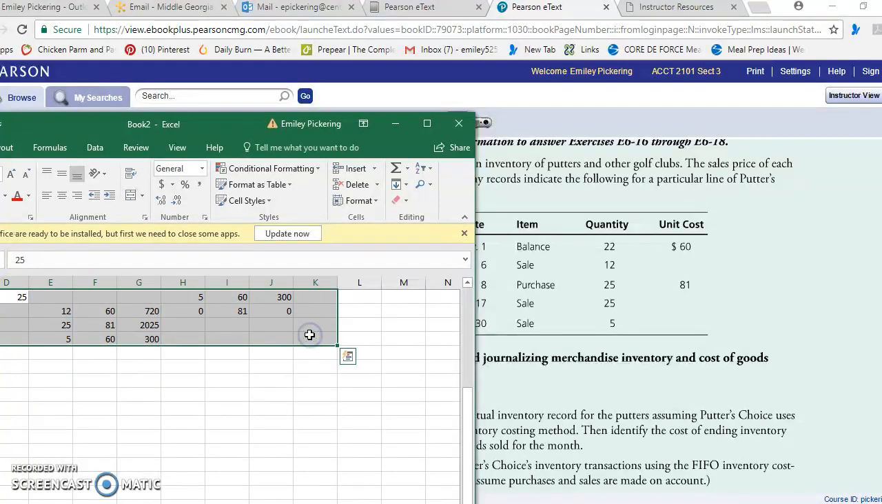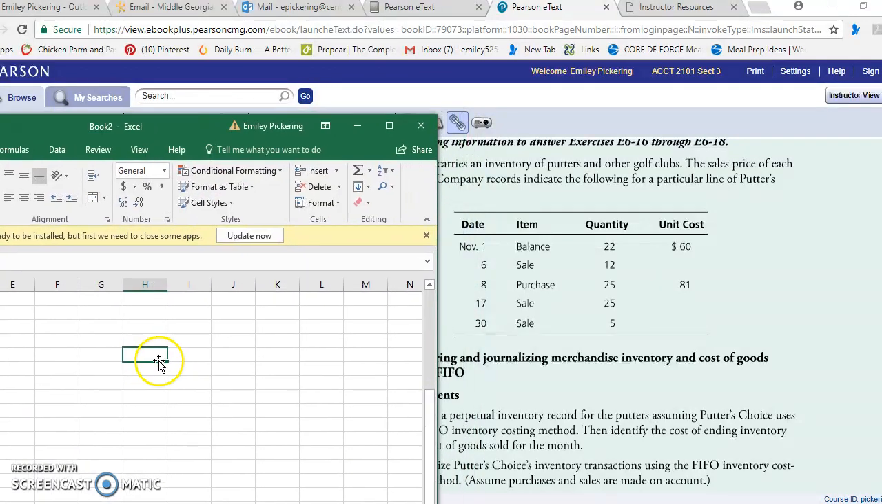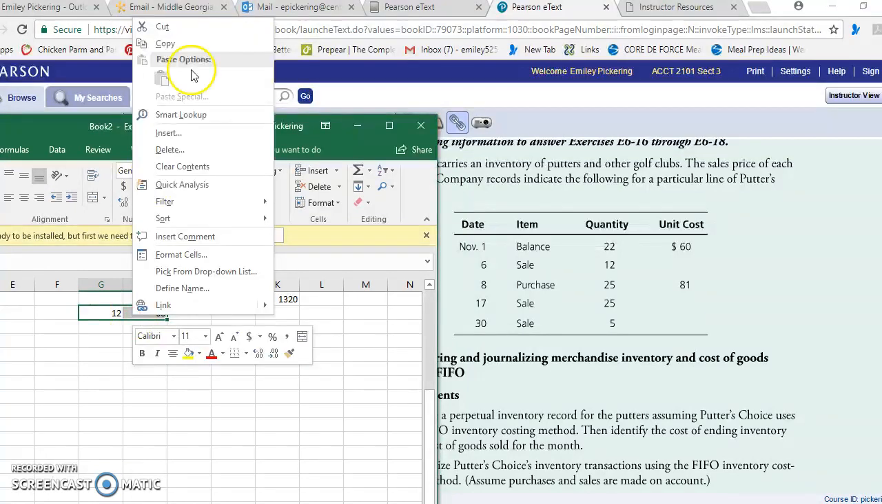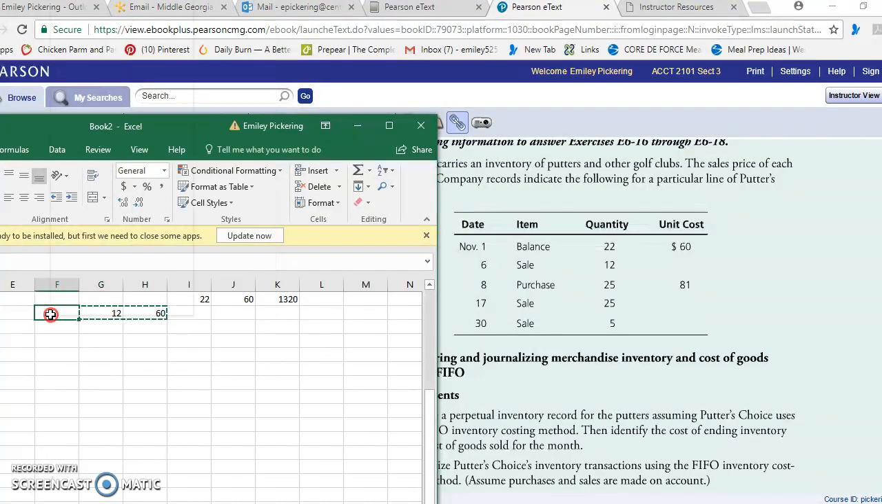Now, finally, I'm going to do weighted average. So again, I'm going to start with my inventory here, 22 at 60. Okay, and I sell 12, and we only have one price to choose from, so it's got to be 60. Let me move it over one so they don't run into each other. Okay, so I don't have 22 anymore. I have 10. And then I purchase another 25 at $81.